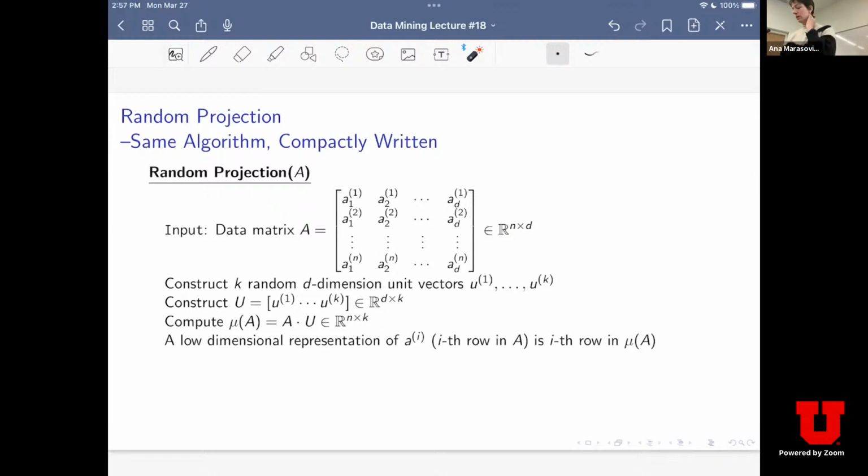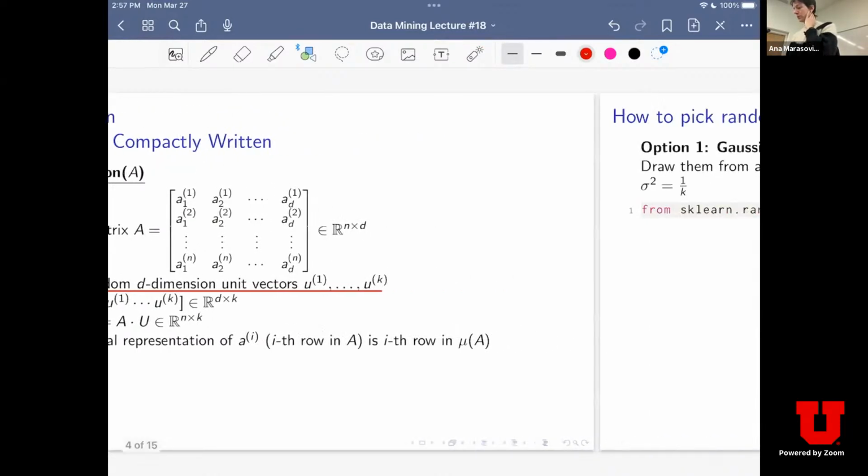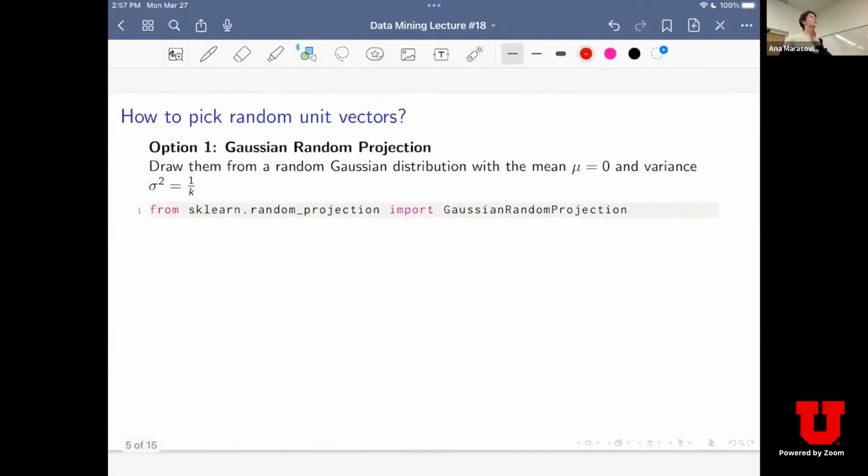The only thing that's left unspecified here is how do we construct these K random unit vectors, right? What can we do here? The simplest thing we can do is to draw them from a random Gaussian distribution with a certain mean and variance. That's the simplest way of just getting some random unit vectors. And again, you don't need to really implement this yourself. You can just use the Gaussian random projection from scikit-learn. I think you're actually asked to specifically use scikit-learn.